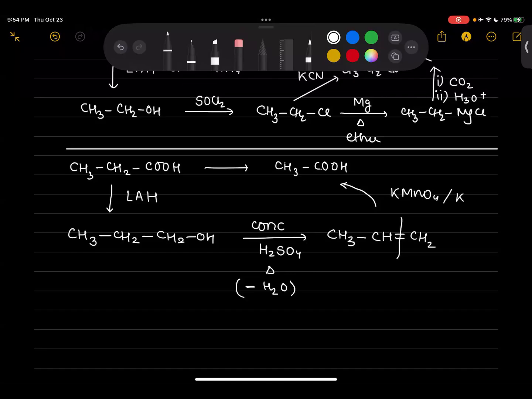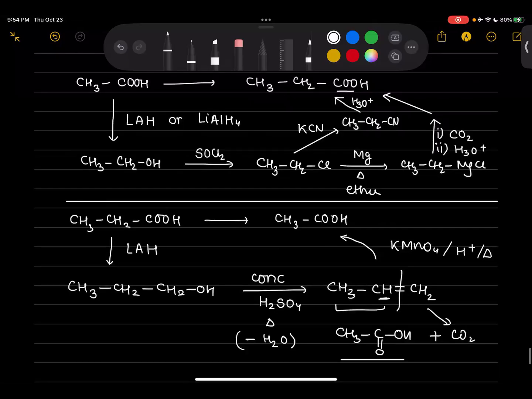Using acidified potassium permanganate. Acidified potassium permanganate not only oxidizes the primary alcohol to carboxylic acid, it also breaks the double bond. It oxidatively cleaves that double bond. And this part is going to end up as acid, and this part is going to get oxidized to CO2. Is this clear or not? Yes, sir.